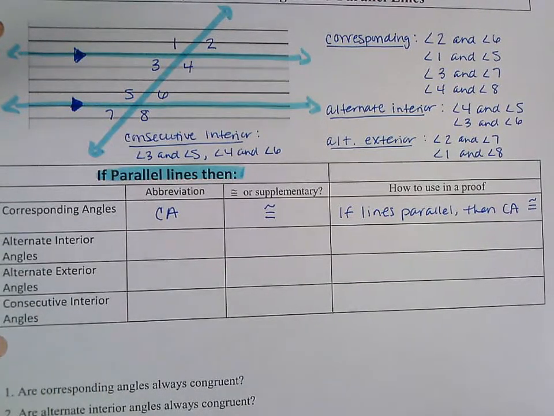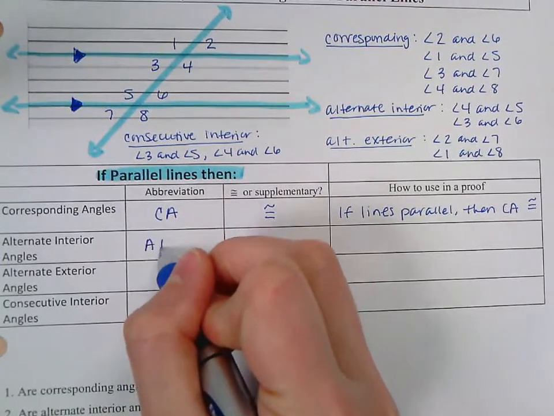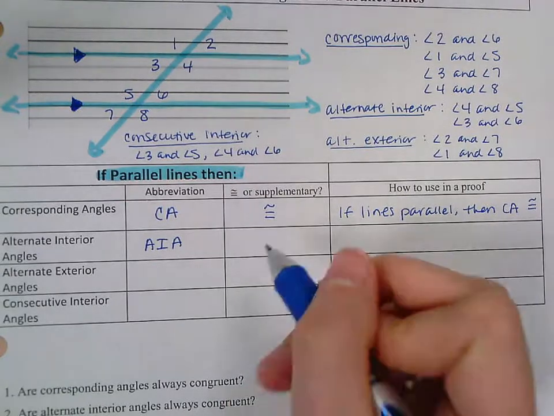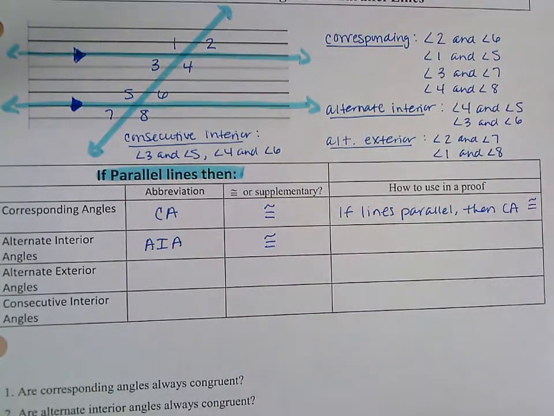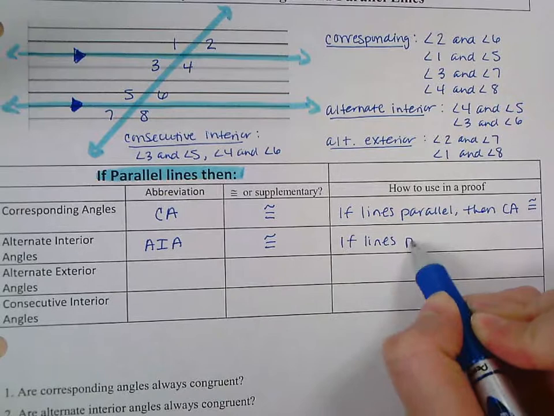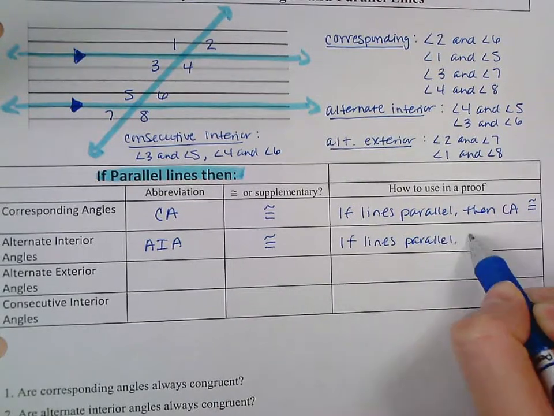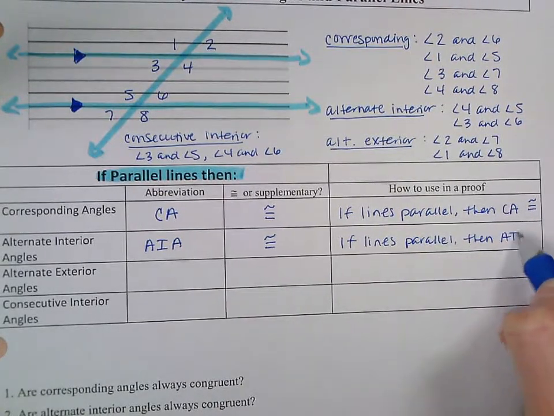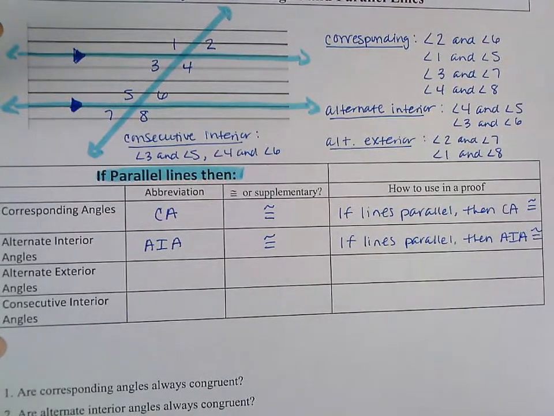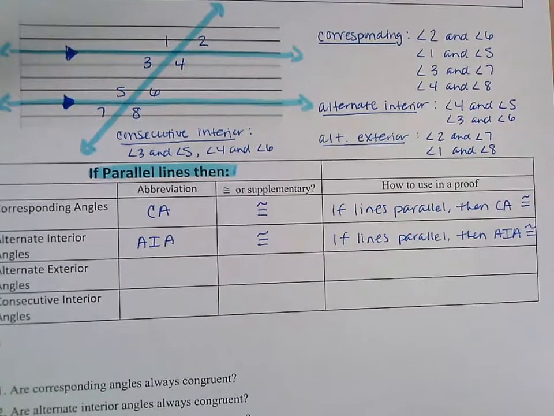Alternate interior angles. You can abbreviate this with AIA. These are also congruent if the lines are parallel. Only if the lines are parallel. So in that picture, angles 4 and 5 are congruent, angles 3 and 6 are congruent. And how you would use this in a proof, you would say if lines parallel, then AIA, alternate interior angles, are congruent. So you can make that conclusion.